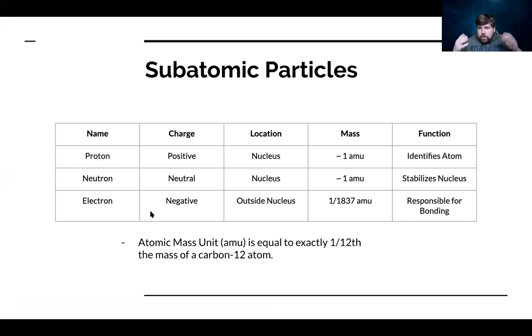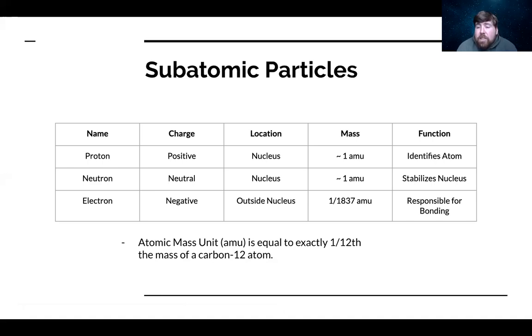As far as the important things that you need to know, the following things are important. So first off, the proton. The proton is positively charged. It is located in the nucleus of the atom. The nucleus is the center of the atom. It has a mass of about 1 atomic mass unit. I think it's 1.007 atomic mass units.